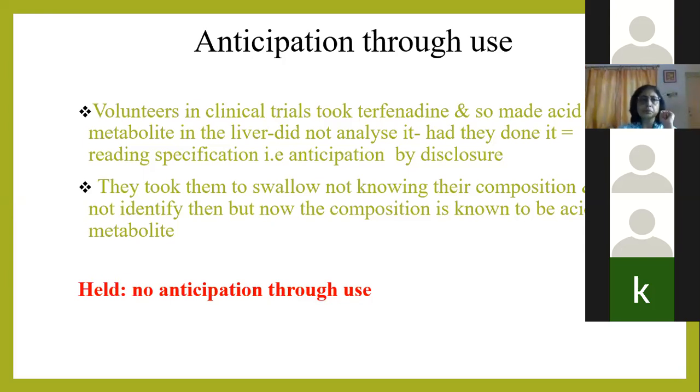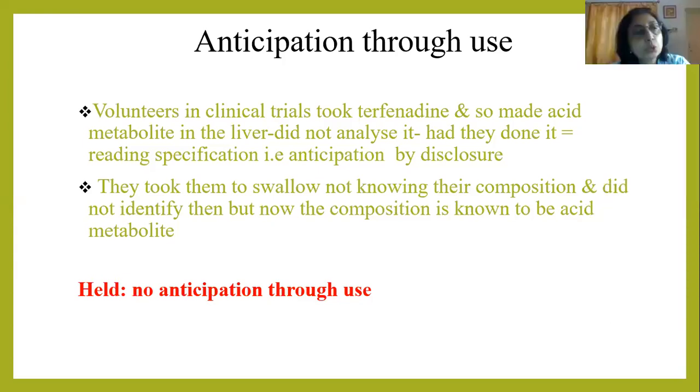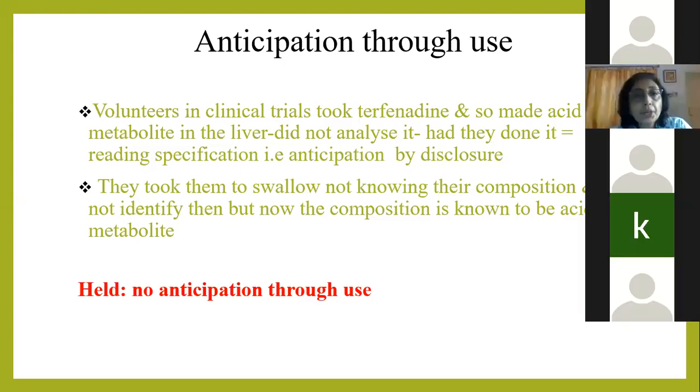But here, the volunteers just took it and they found the effect. They didn't know from what the effect is coming. They just knew that because of this terfenadine, the effect is coming. That the terfenadine is metabolized into a particular acid metabolite in the liver, which is giving this effect, they didn't know. So they didn't use the acid metabolite in the body knowingly. So it was not an anticipation through use.